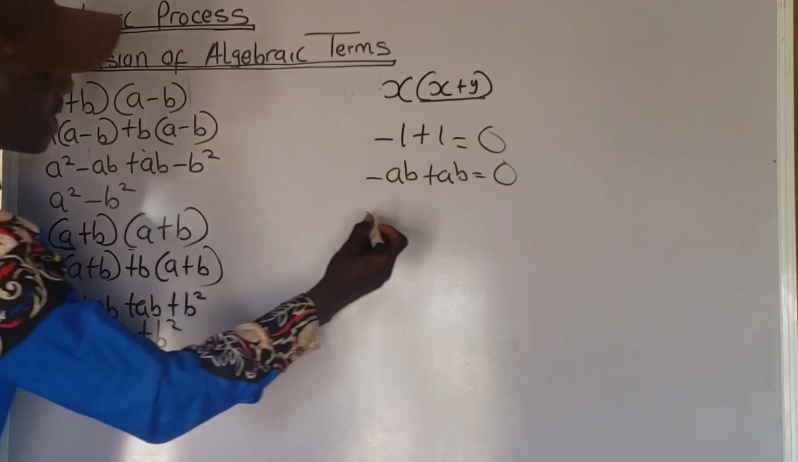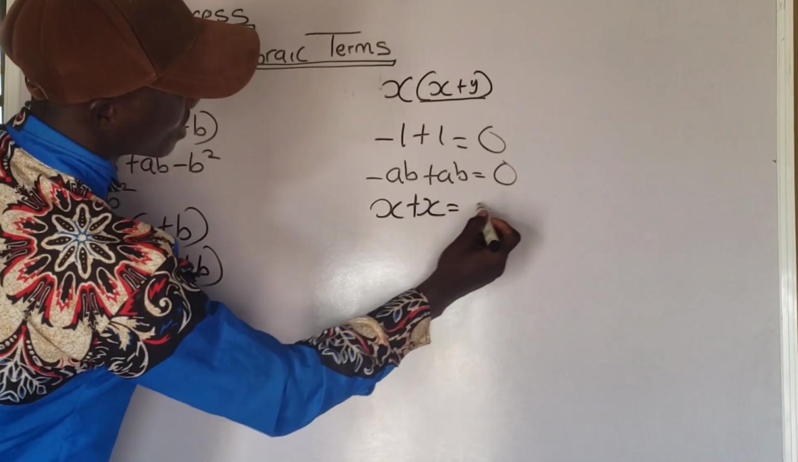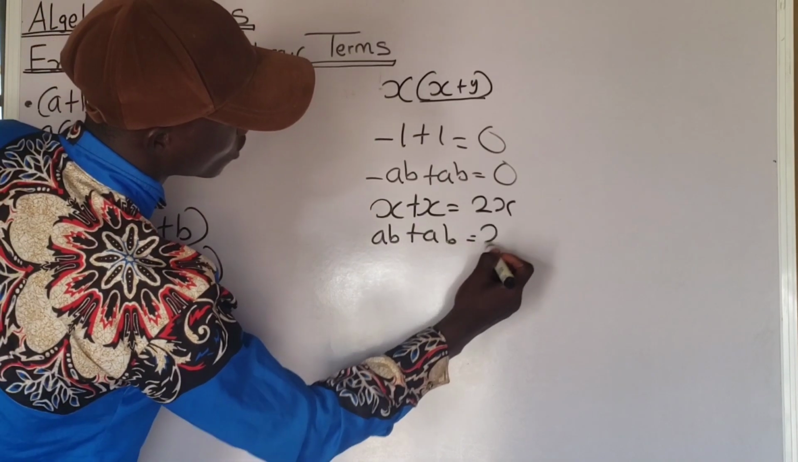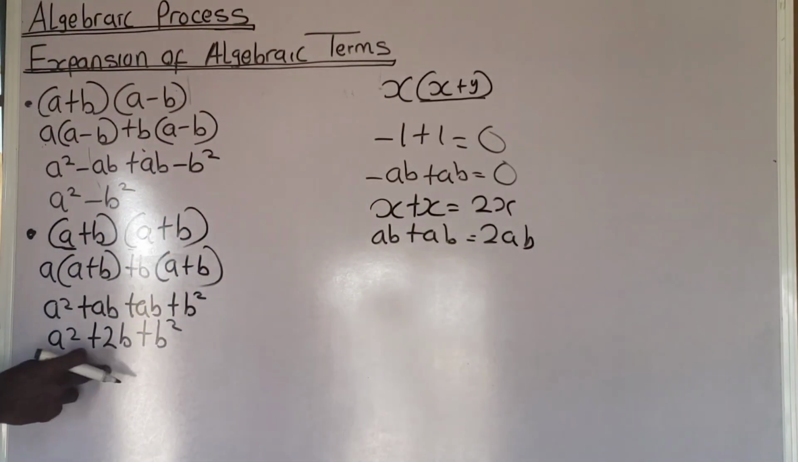Look at this. If I have x plus x, that is what? 2x. AB plus AB, that is what? 2AB. Do you understand? That's why I have this. Oh, sorry, that should be A here. 2AB. Do you understand? Okay?